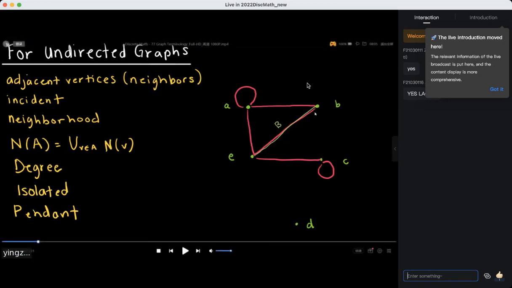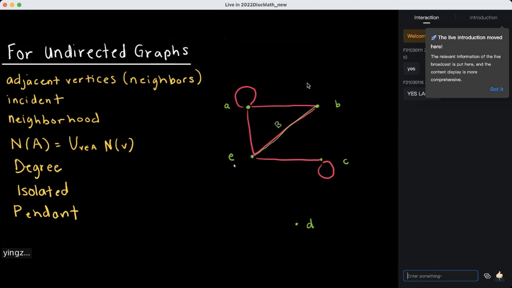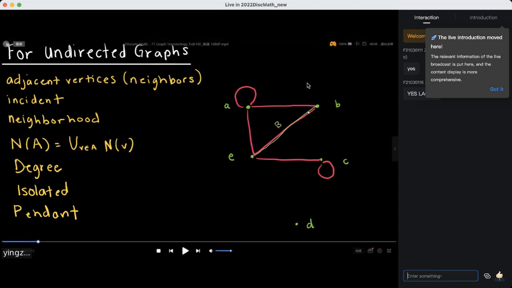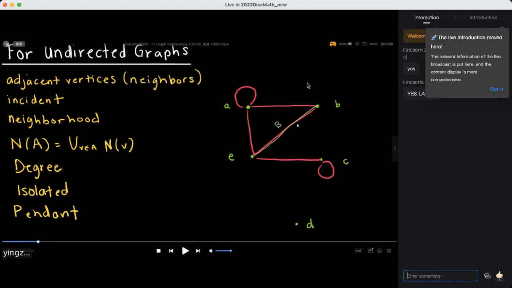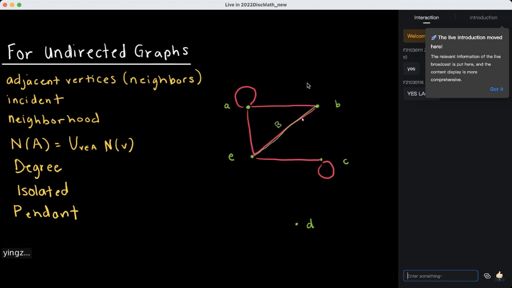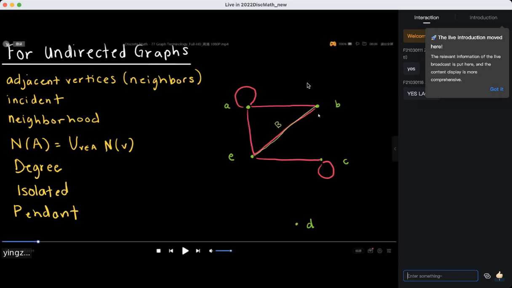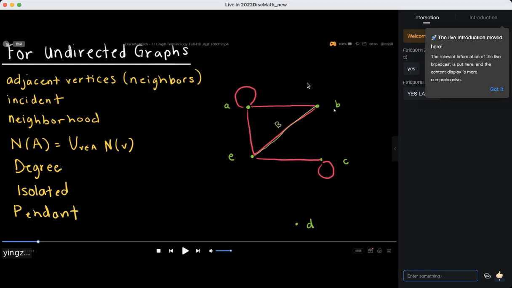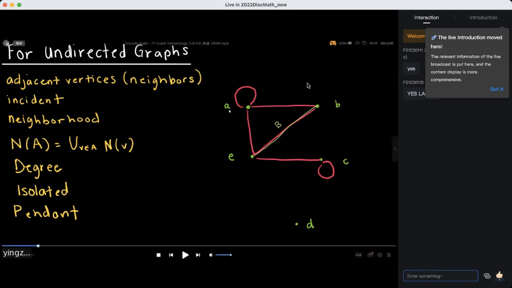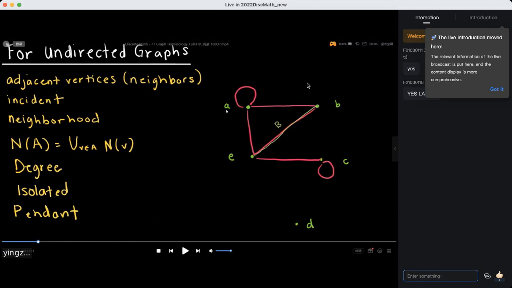What are the neighbors of E? That means the vertices that have an edge connected together. If they are connected together, we can say it is a direct neighbor. For B, A and E are neighbors of B because they have an edge from A to B and from E to B. So we can say it like this.